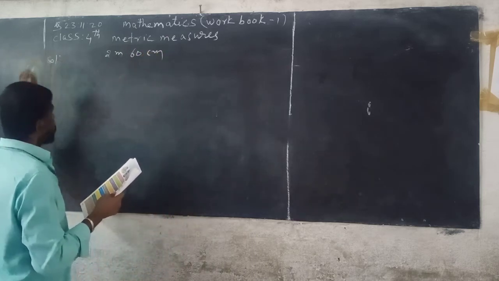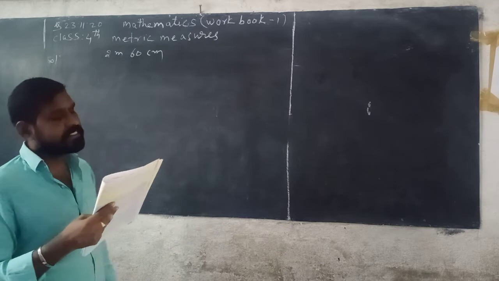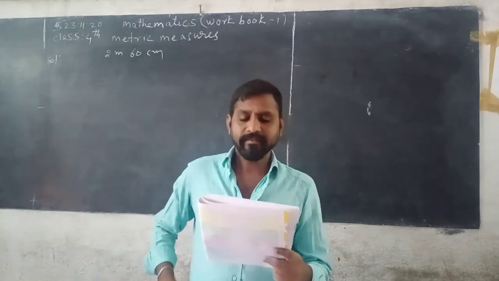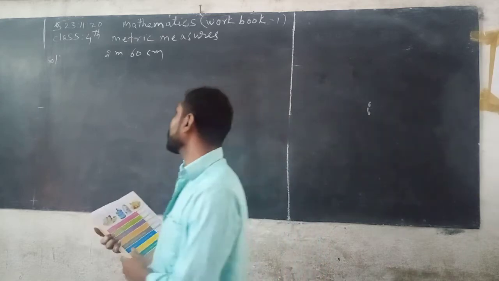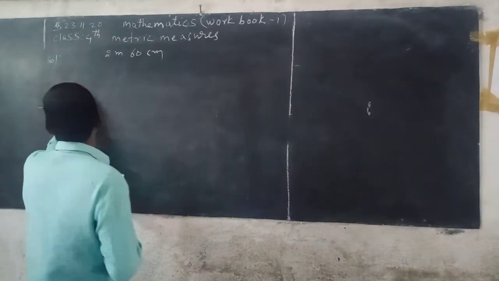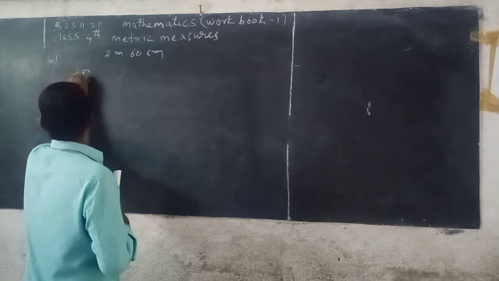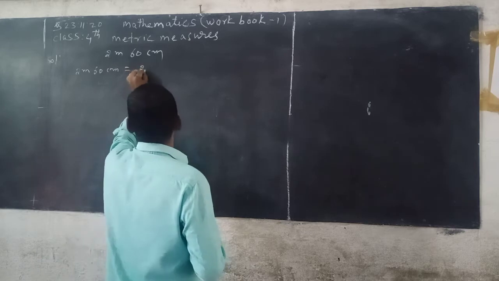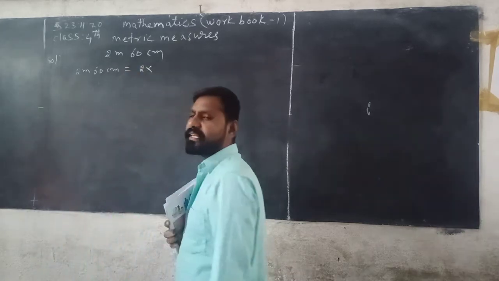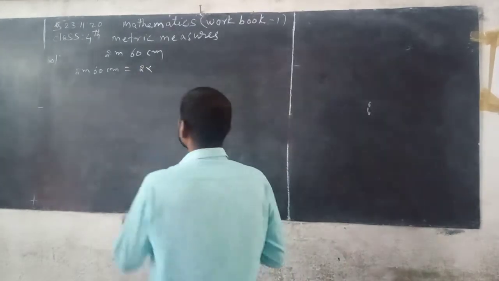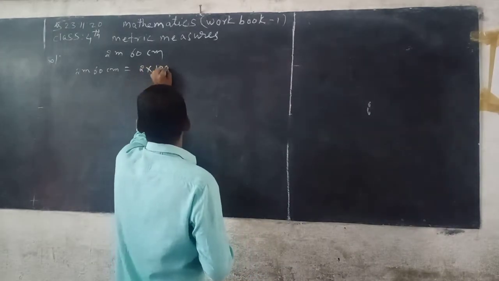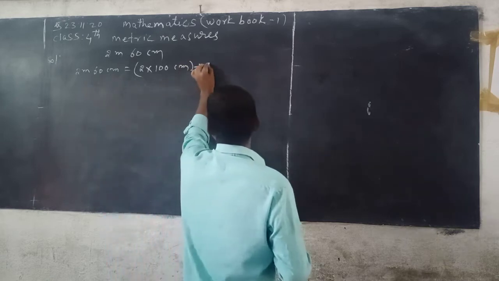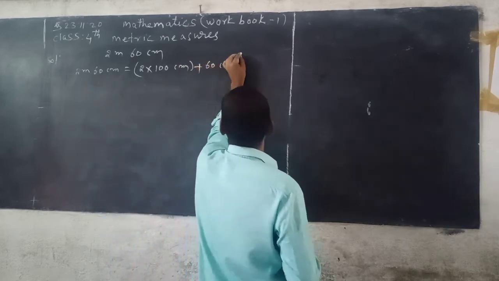See solution. The length of a shirting cloth is 2 meter 60 centimeter. What is its length in centimeter? Meter is converted to centimeter. 2 meter 60 centimeter is equal to 2 into, meter is converted to centimeter, 1 meter is equal to 100 centimeter. 2 into 100 centimeter plus the remaining how many centimeters? 60 centimeter. So here write down everybody.